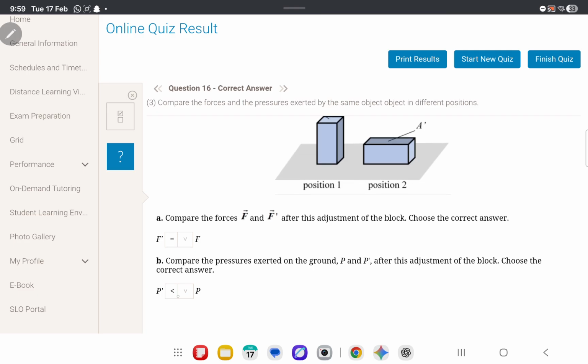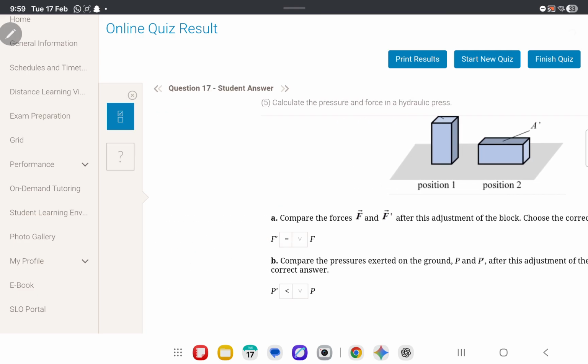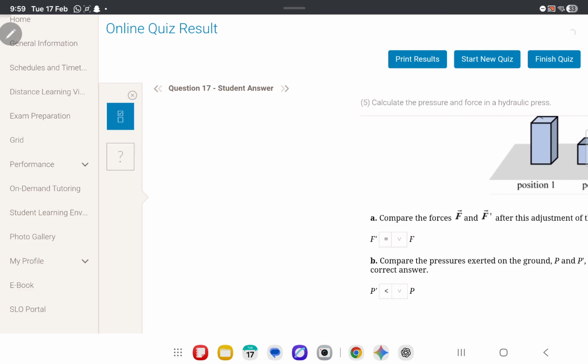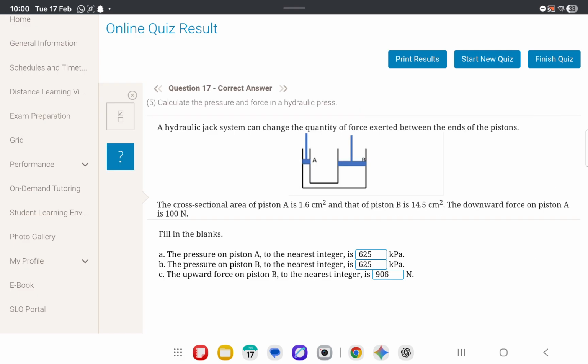Question 17. Okay, question 17 states, a hydraulic jack system can change the quantity of force exerted between the ends of pistons. The cross-section area of piston A is 1.6 centimeters squared, and that of piston B is 14.5 centimeters squared. All right, the downward force on piston A is 100 newtons.